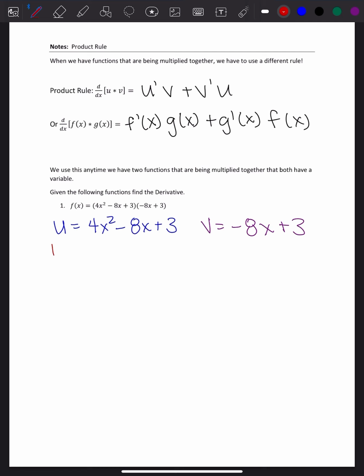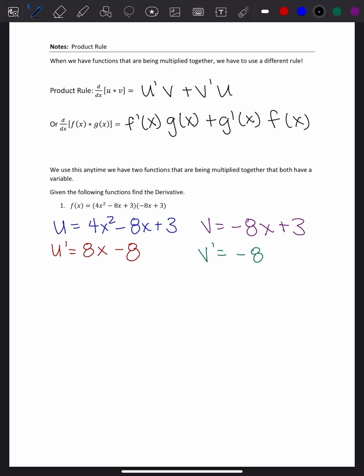So we have u prime. We're going to take the derivative of u. This is going to be a power rule problem. The derivative of 4x squared, we have 2 times 4 to give us 8x to the first power. We have negative 8x, so 1 times 8 to give us that negative 8, and then take 1 away, so that goes away, and 3 is a constant, so it's 0. And we have v prime. The derivative of v, the derivative of negative 8x is negative 8, plus 3, and we get this.